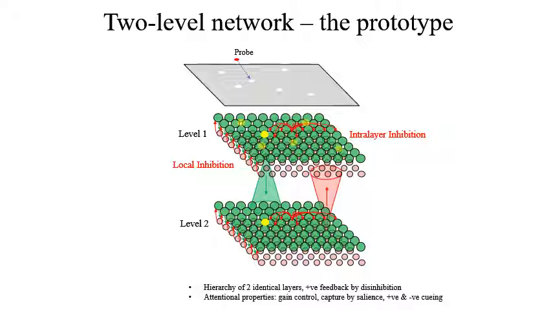The principal units of both levels, shown in green, are subject to inhibitory connections, shown in red, both laterally and locally from a sub-layer of inhibitory units. Level 1 drives Level 2 excitatorily. Level 2 feeds back positively to Level 1 by disinhibiting the local inhibitories. So this connection cannot drive Level 1 directly, but can raise its gain.